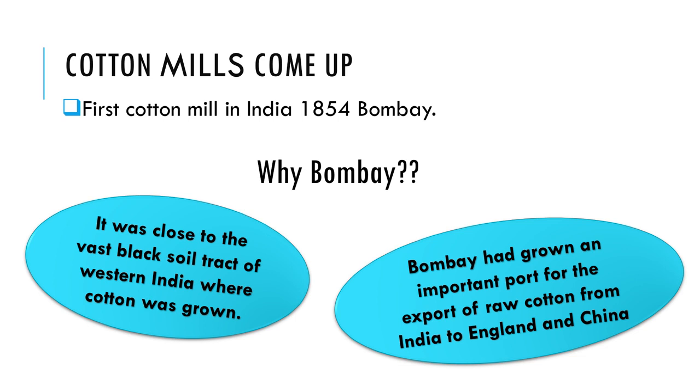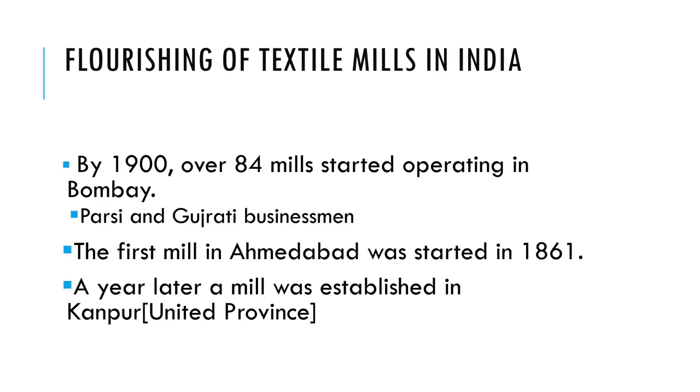The second reason is that Bombay had grown into an important port for export. As we all know, when the importance of Surat declined, the Britishers started developing Bombay as a port city, and they started their export work from Bombay. So Bombay was also important, as previously raw cotton was exported from India to Britain from this Bombay port only.